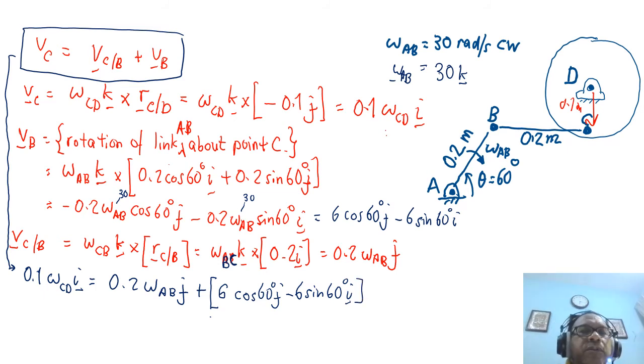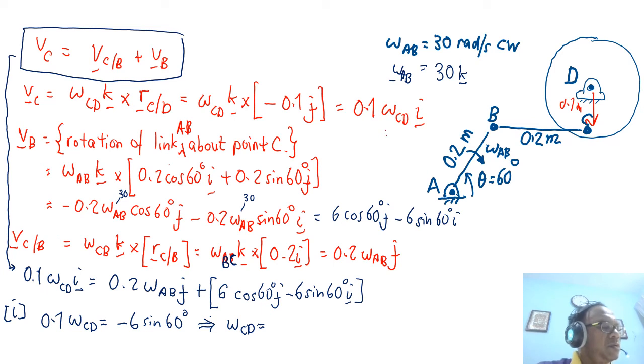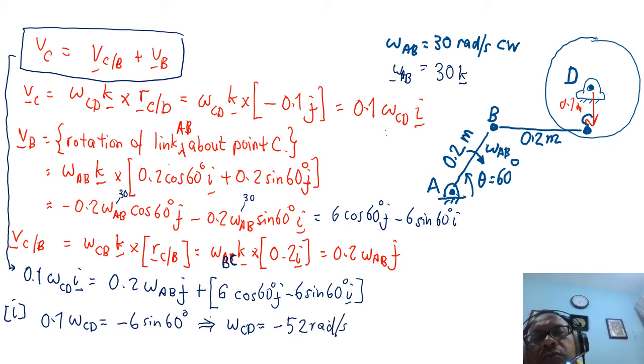If you take the I component and solve, you get 0.1 omega CD equals minus 6 sin 60 degrees. And we have omega CD equals minus 52 radian per second. So we can put the vector there: omega CD equals minus 52 K radian per second. Remember our assumption in the previous slide? And then we can do the J part.